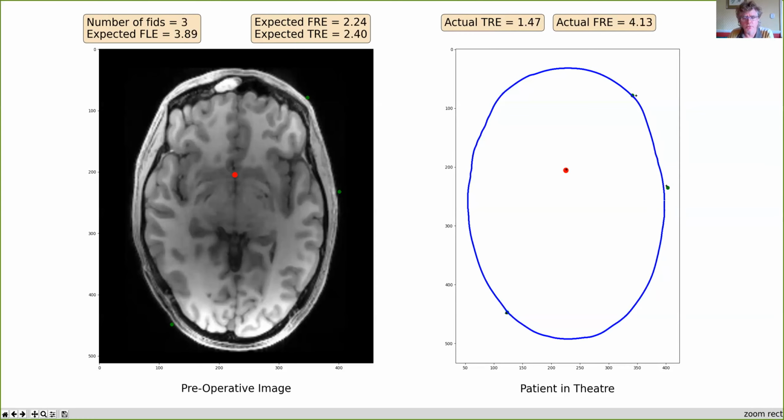So that's SciKit-Surgery FRED. Hopefully you'll find it useful.